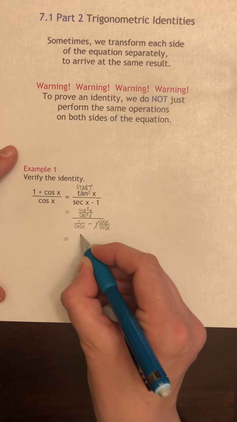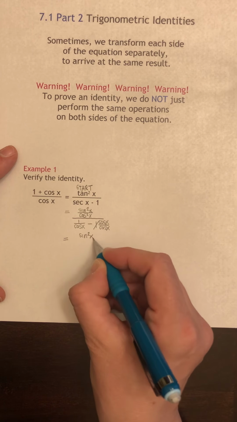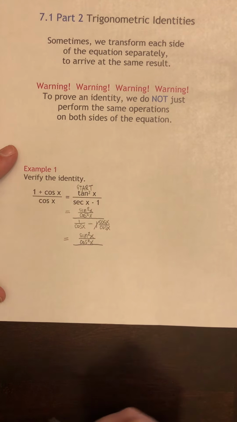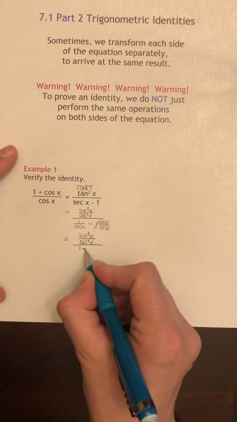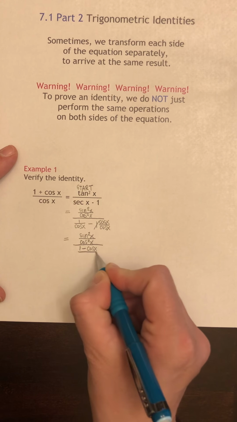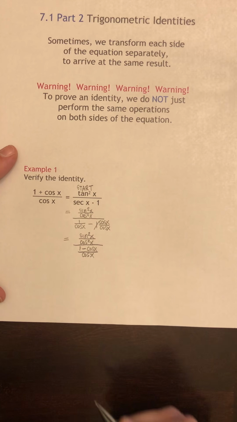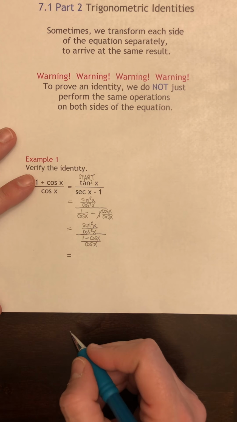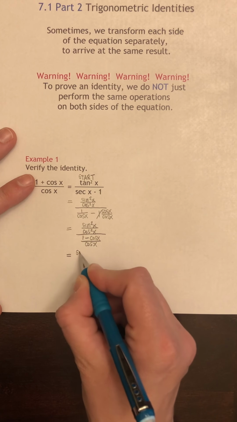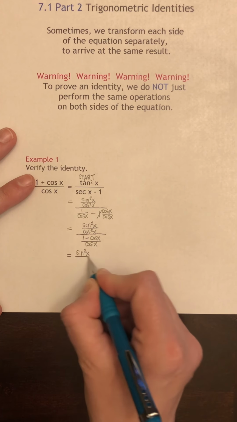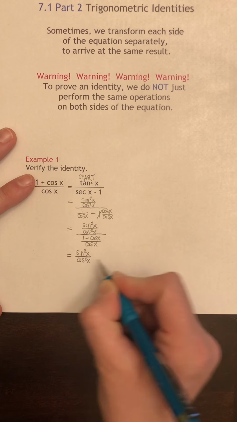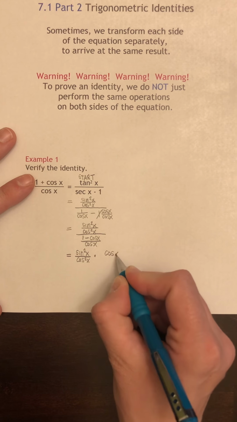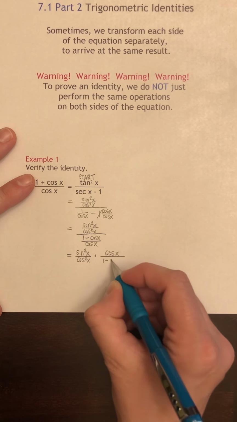So let's see what we have. Numerator is still sine squared x over cosine squared x. The denominator we now can write as a single fraction. So I'm going to have 1 minus cosine x over the common denominator of cosine x. Sometimes looking at the complex fraction can be confusing, so let's rewrite it where we multiply by the reciprocal. So I have sine squared x over cosine squared x, that's my numerator. I'm going to turn division into multiplication, and now I'm going to multiply by the reciprocal. So I have cosine x over 1 minus cosine x.